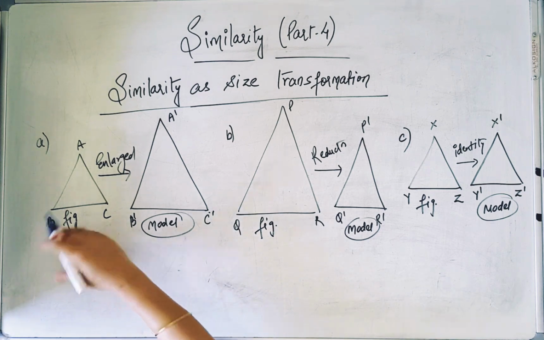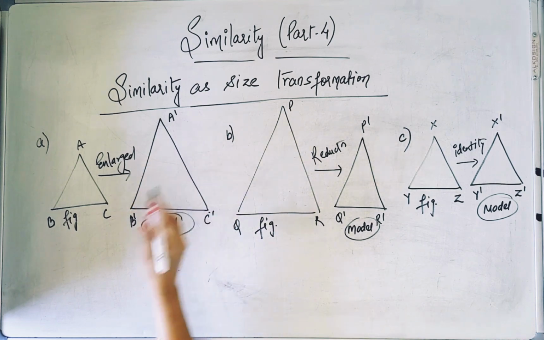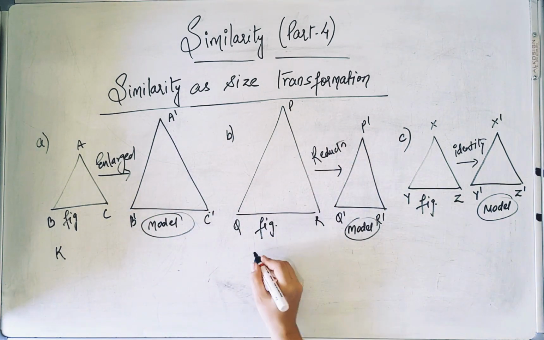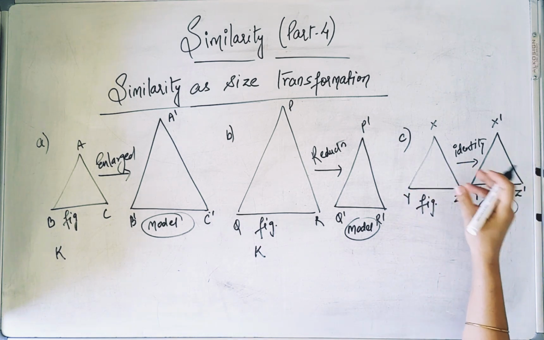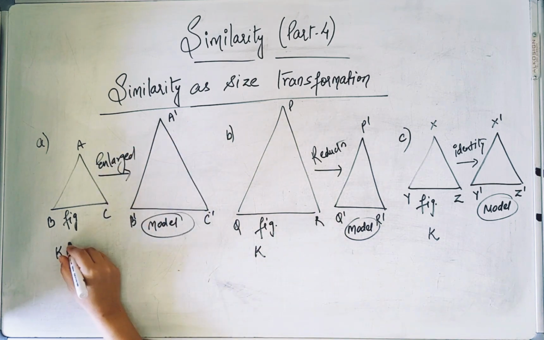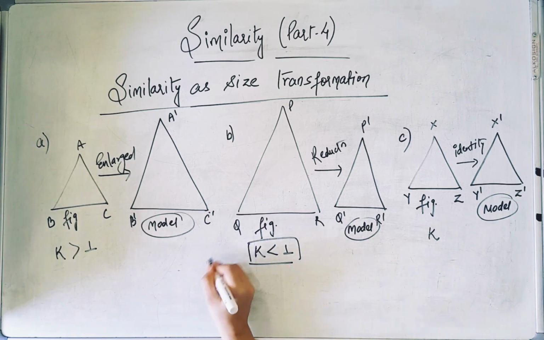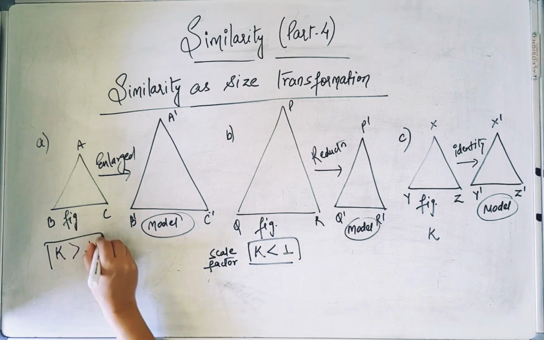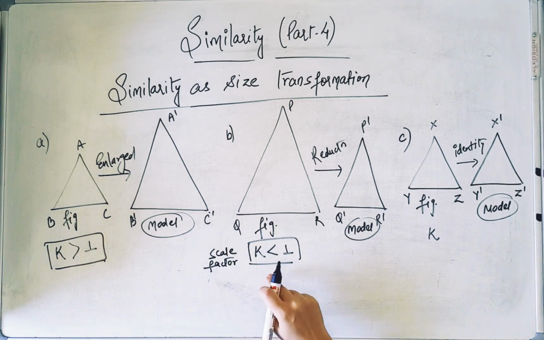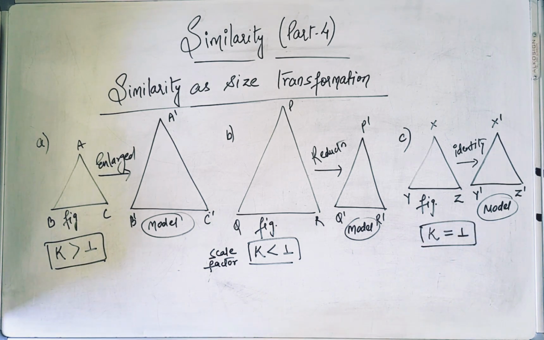Now when this is transformed, that means this figure is enlarged by a factor k, this figure is reduced by a factor k, and this figure is the same with factor k. In this case, if it is enlarged, this k is greater than 1. Here the reduction is happening, k will be smaller than 1. And this k is known as what? Scale factor. Here scale factor is greater than 1. Here scale factor is less than 1. And here scale factor will be equal to 1.